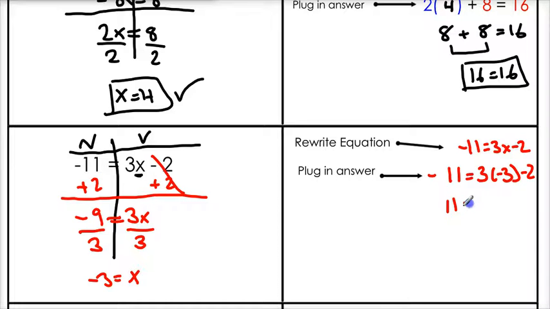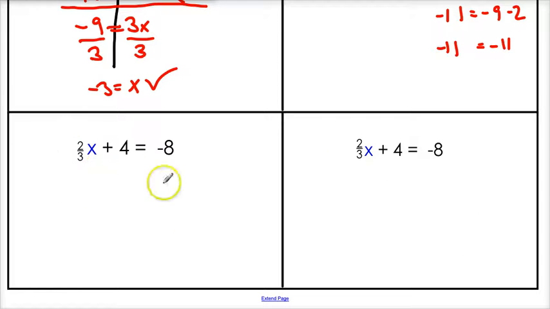3 times negative 3 is negative 9 minus 2. You can put this in your calculator. You get negative 11 equals negative 11. That works. Check it off. And now we're going to move on to our final problem right over here.